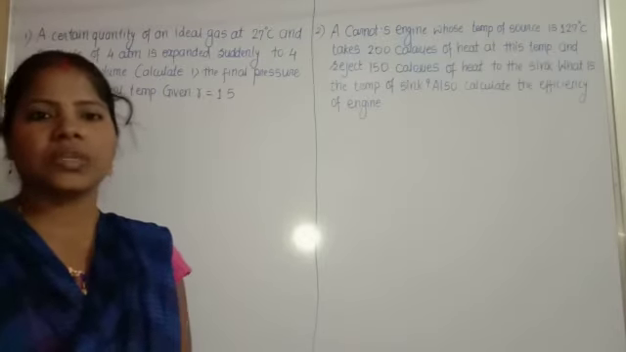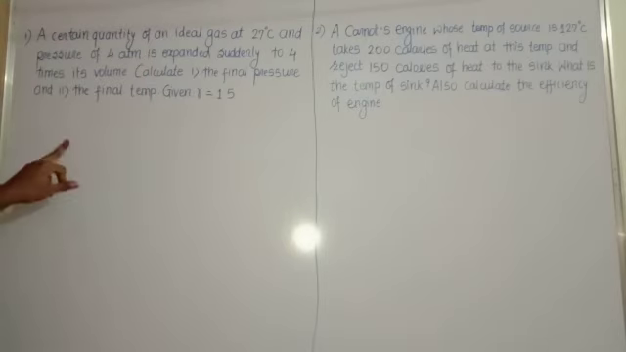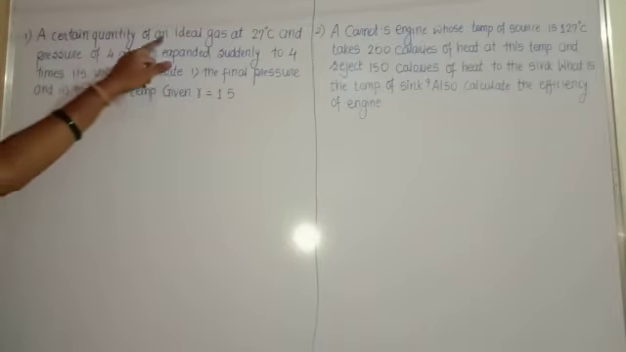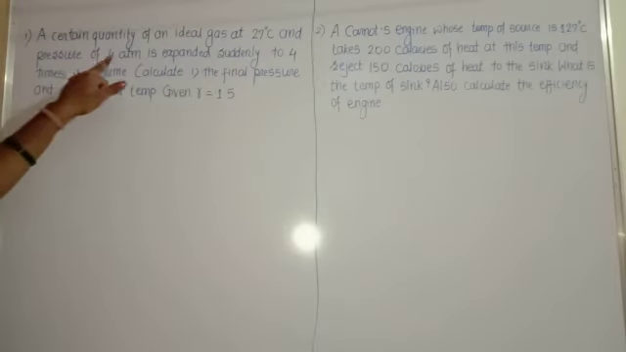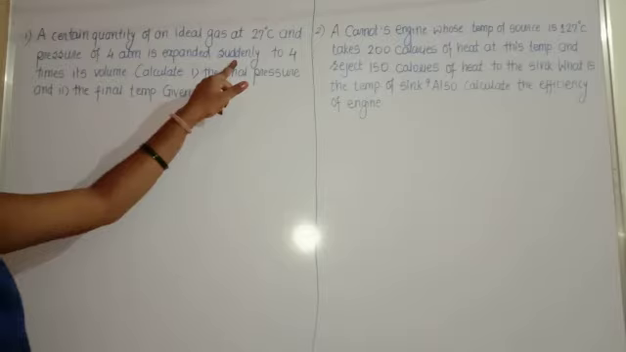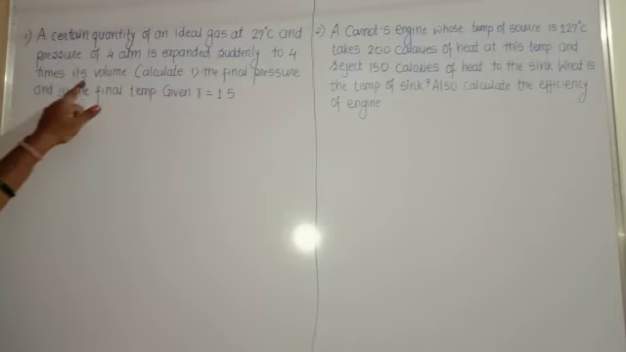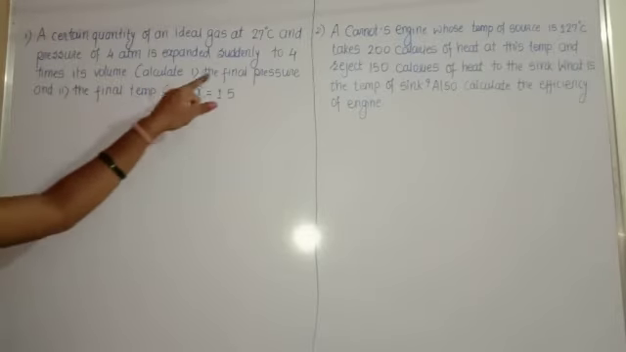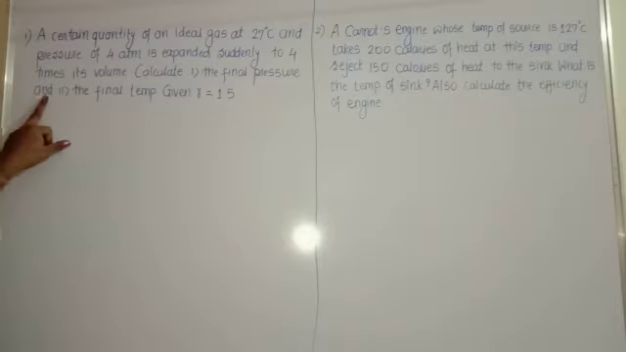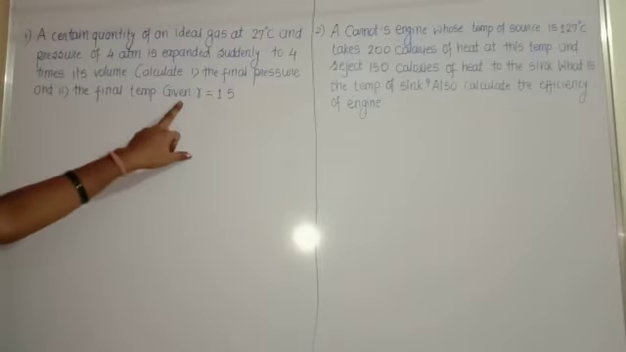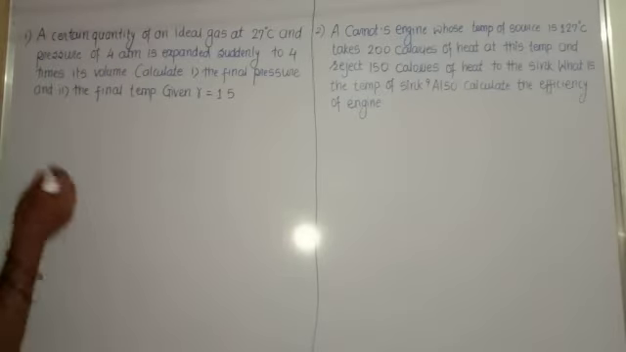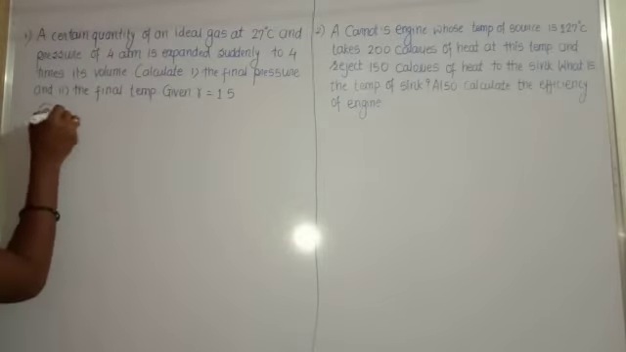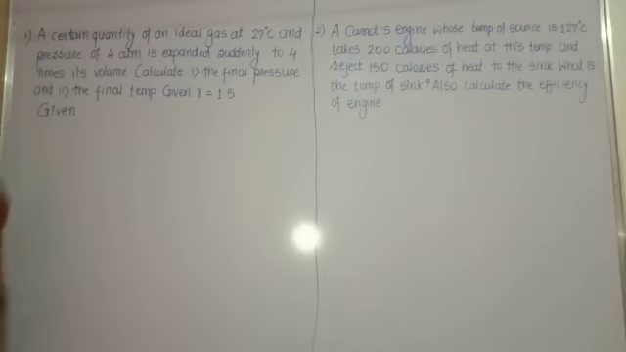Okay, so let's concentrate. The first numerical is: a certain quantity of an ideal gas at 27 degrees centigrade and pressure of 4 atmospheric is expanded suddenly to 4 times of its volume. Calculate, first, the final pressure and, second, the final temperature, and given gamma is equal to 1.5. So according to the numerical given, we solve this numerical, and this is the most important numerical from the exam point of view.